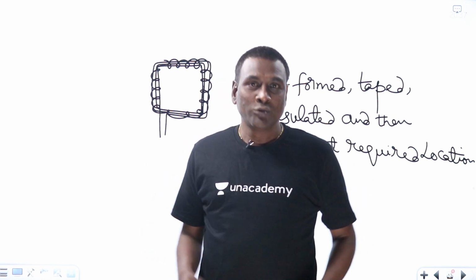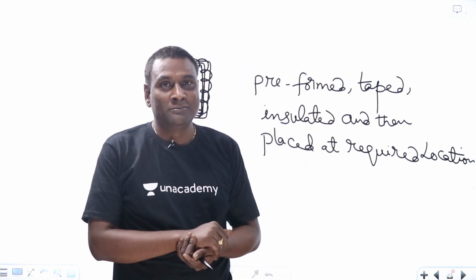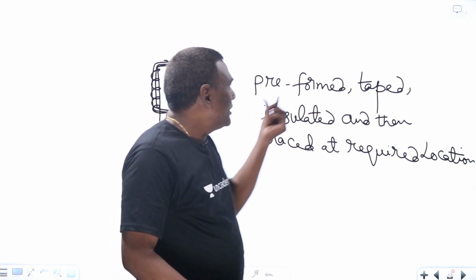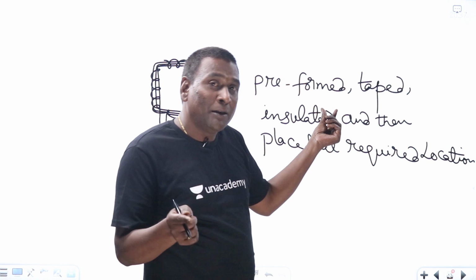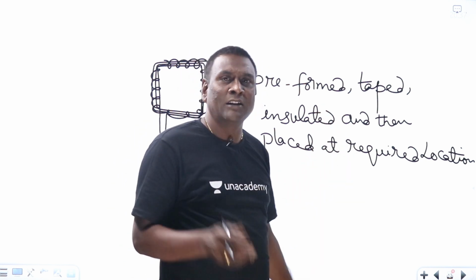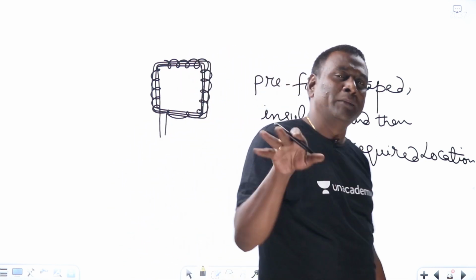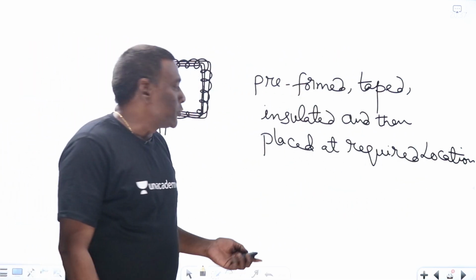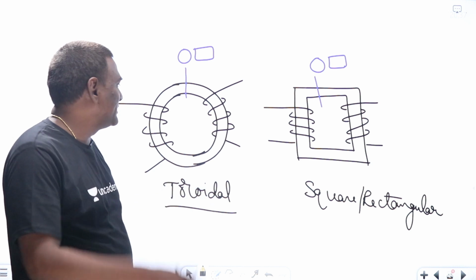You understood, right? So in order to push those windings, obviously a circle cannot work out. Getting my point, right? So first of all, windings are preformed, then taped, then insulated, then placed. Not only in our transformer, in all machines, because insulation design is more crucial. About that we'll see later.